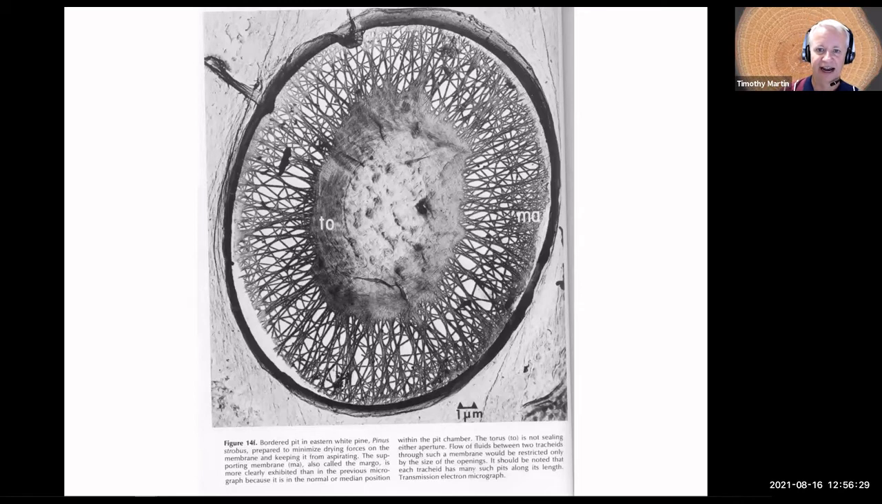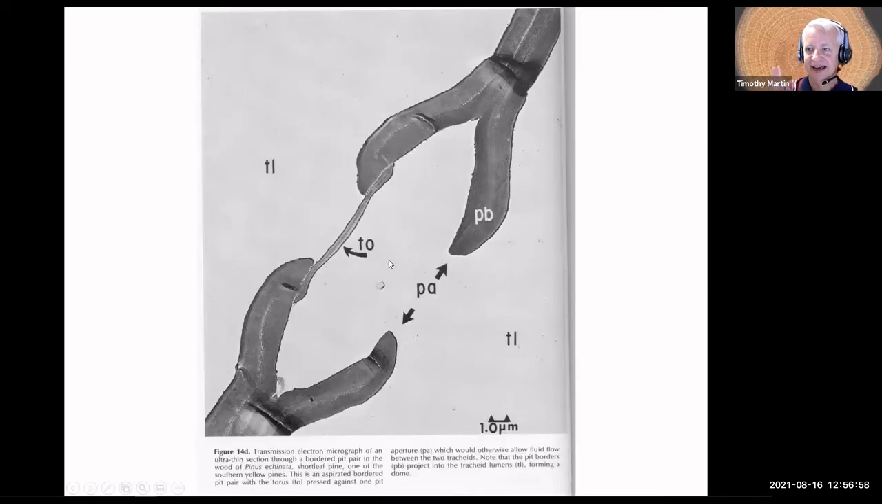This is a great micrograph of the torus margo structure. In this case, it's as if we're within the tracheid and looking straight on into a pit. So the other tracheid is on the other side of this pit. And this is the margo structure. So these are cellulose microfibrils. The water can flow through that. And this is the torus structure, which is solid. So if you get an air bubble in a tracheid, that torus margo structure closes against the water-filled tracheid.